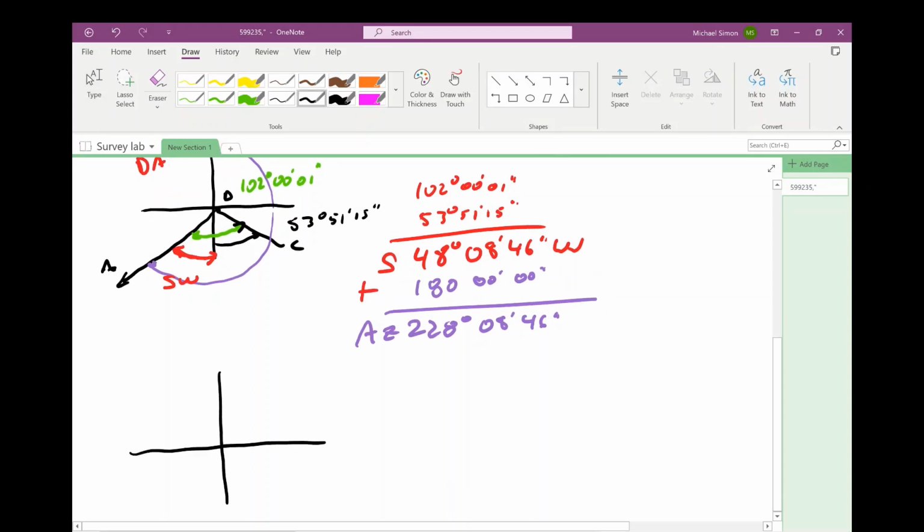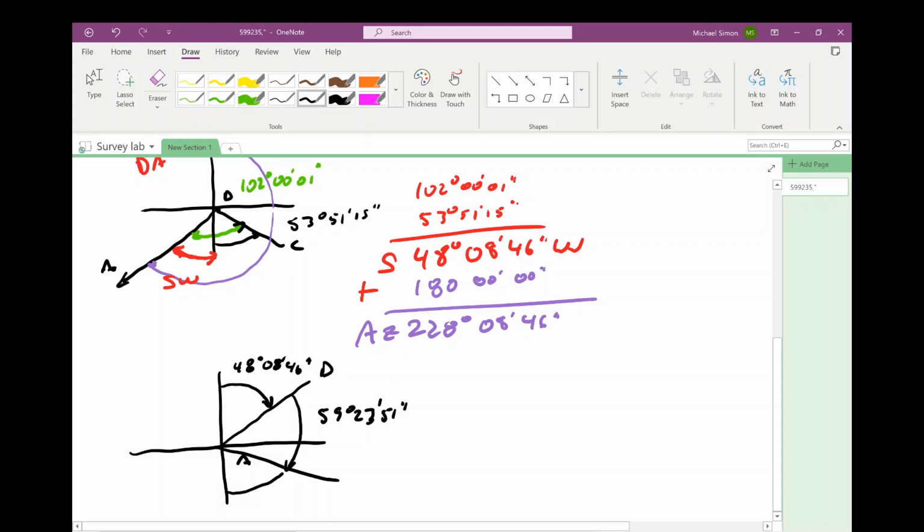Next compass rose. Every point you draw, every point you have in a traverse, you need a compass rose for. So the next compass rose, we just did DA, so A goes in the middle. And we're drawing our back bearing. DA was southwest, so AD is northeast. Northeast, that is 48 degrees, 08 minutes, 46 seconds. Then I have internal angle A. From D, I measure my internal angle, or write that in, 59 degrees, 23 minutes, 51 seconds.